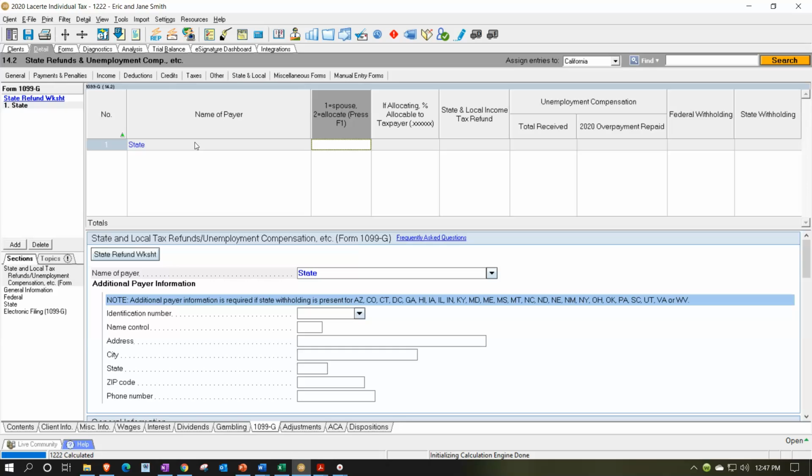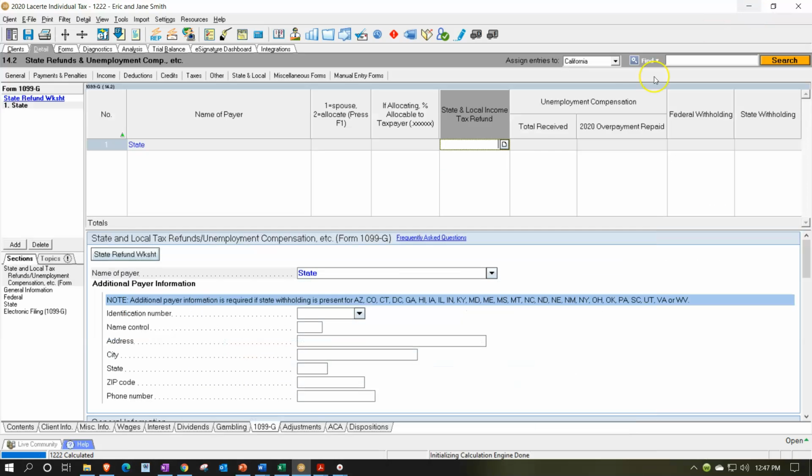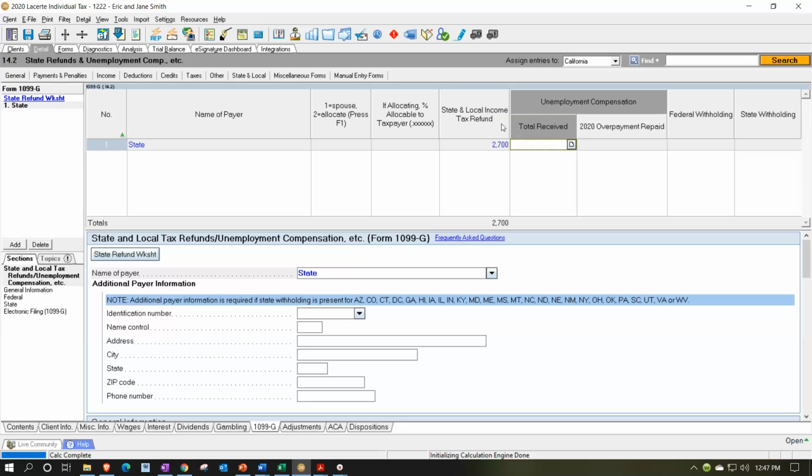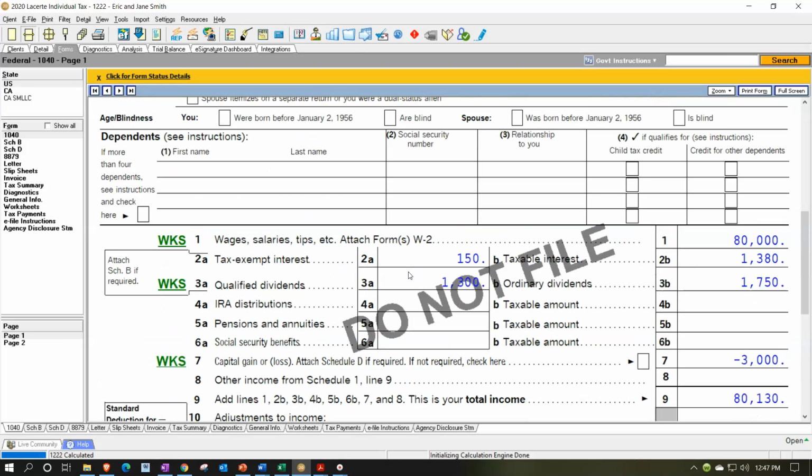We'll call it California here. And then we're going to say that it's going to be the tax refund. So we have a tax refund, and that is going to be for the amount of the $2,700. So most of the time what will happen is you put in $2,700 into the return, and then you go back to the forms, and you're like, well, nothing happened. Nothing happened in the forms. What happened? Why not?